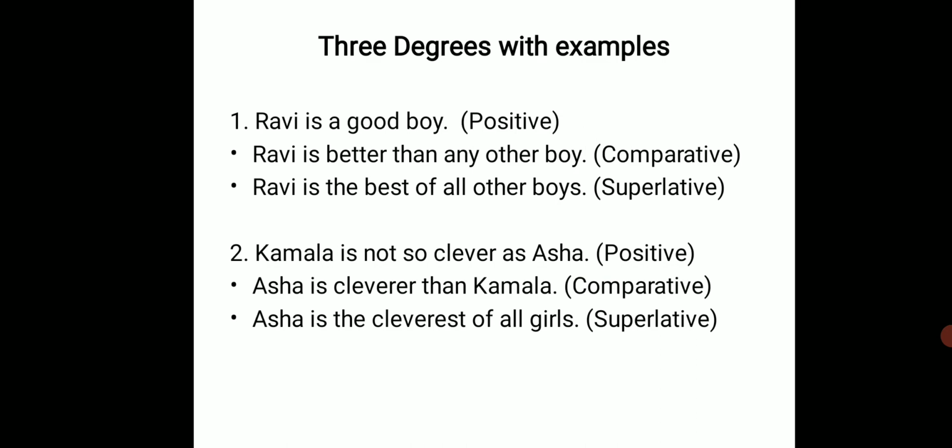Now comparison is very easy now. Asha is cleverer. Adjective here is clever, cleverer than Kamala. And superlative, Asha is the cleverest. Now this you should make a note of. First you should identify the adjective and make note of its form in other 2 degrees. So Asha is the cleverest of all girls.